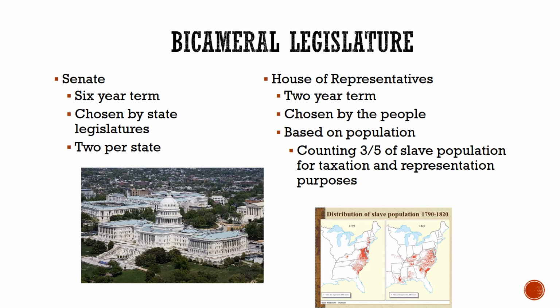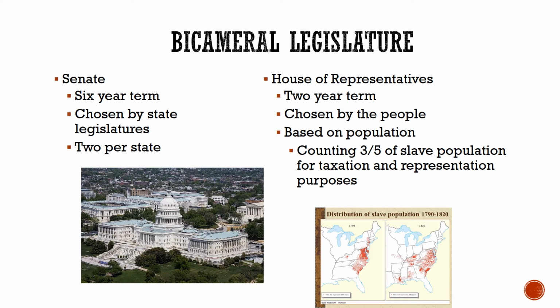But when James Madison proposed the Virginia Plan, what he wanted was to make sure the people's voices were heard in the government. Under the Confederation Congress, we had a unicameral legislature. We had one house of the legislature, and each state had one vote.